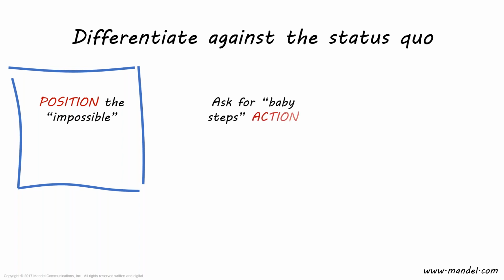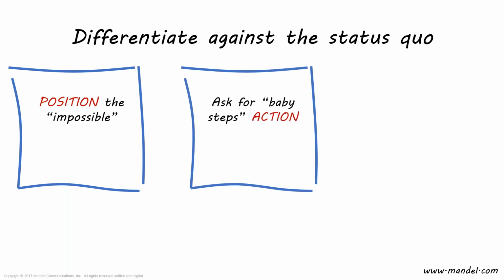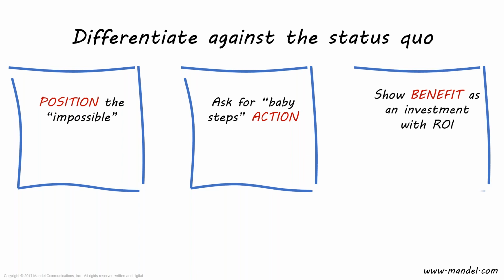Then you need to think about what are the actions you need your listeners to take. And don't ask for too much too soon. You know, going right to being funded or a major change, in most cases may be too much. So think about what are those baby steps actions that get you where you need to go that are going to be acceptable to your listener. And then following that logic through, if you're asking for action, what benefit is there for your listeners? And the more you can position that as an investment that's going to have a return for the people you're talking to, the better.